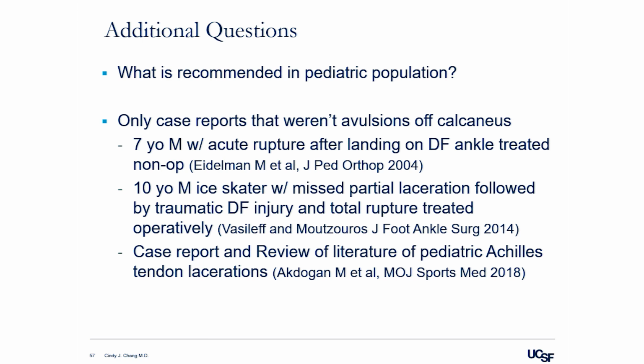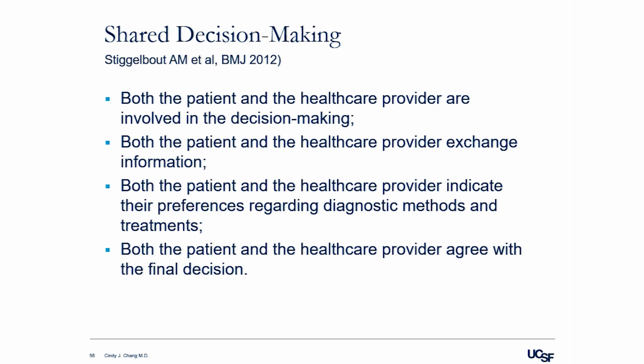There's a 7-year-old with an acute rupture after landing on a dorsiflexed ankle, treated non-op. A 10-year-old ice skater had a missed partial laceration that then totally ruptured. That wasn't really, there was a reason why there was a rupture. And then there's a case report and review of literature of lacerations, but really nothing that much in terms of Achilles tendon ruptures. So, shared decision-making.